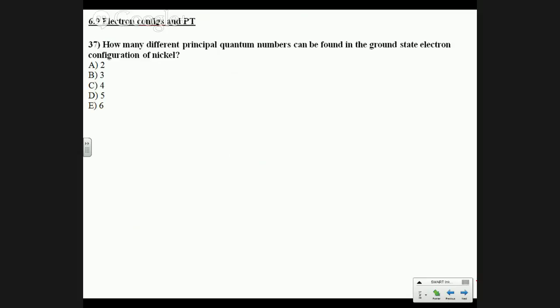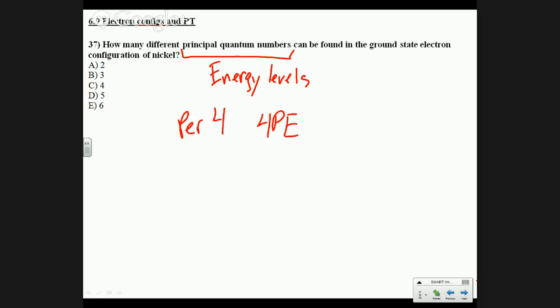All right, 6.9. How many different principal quantum numbers, aka energy levels, can be found in the ground state electron configuration of nickel? Well, you just kind of look up nickel, see what period it's in. It's in period 4, and that's saying that there's 4 principal energy levels, so you have 4 principal quantum numbers. Choice C.